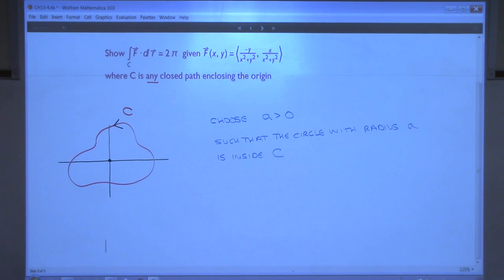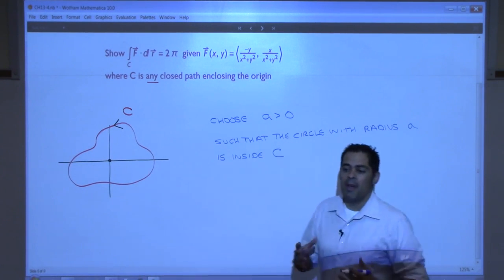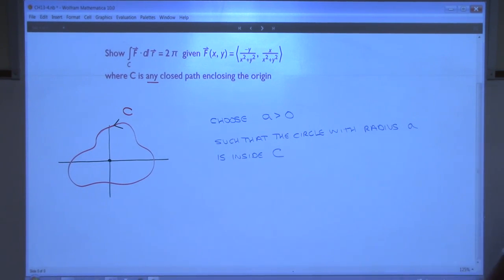What if it's on the curve, or the curve goes through the origin? Okay, so that's why it says it encloses the origin, and what we mean by that is that it is not on the curve itself. It doesn't say it explicitly, but just so we understand, that's what they mean. If the origin lives on the curve, that's a different story.